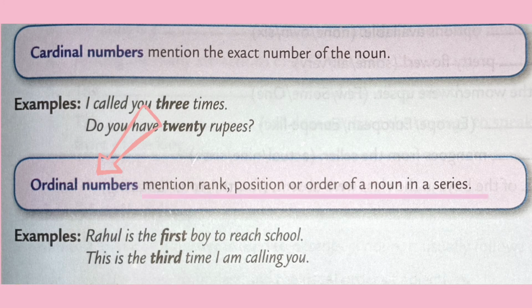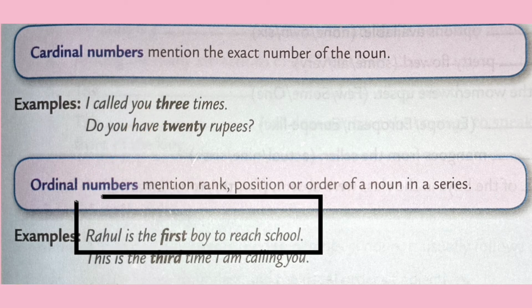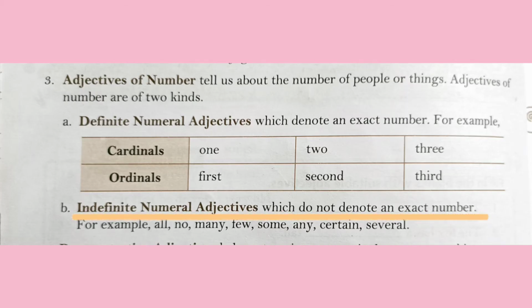Ordinal numbers mention rank, position, or order of a noun in a series. For example, Rahul is the first boy to reach school. Here, the position for the noun Rahul is the first position. The indefinite numeral adjectives do not denote an exact number. For example, all, no, many, few, some, any, certain, and several.